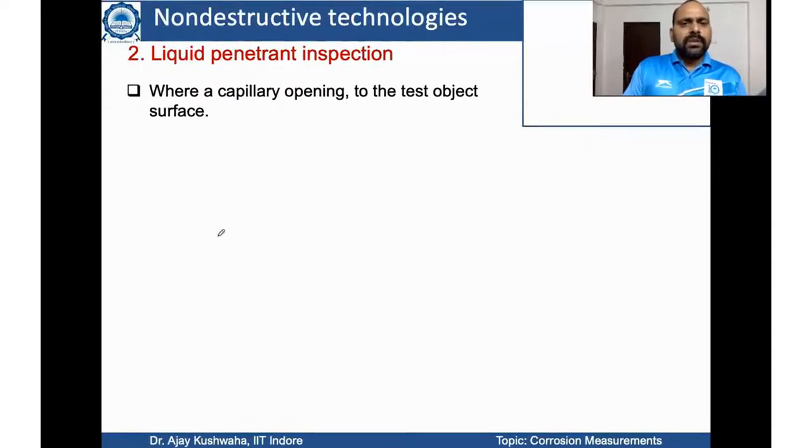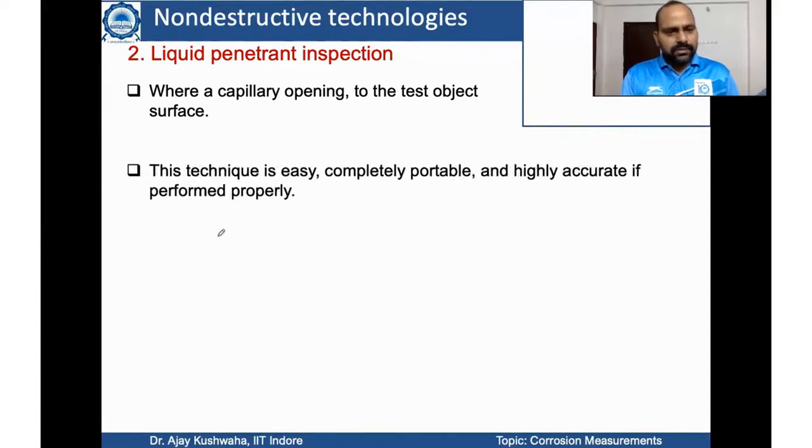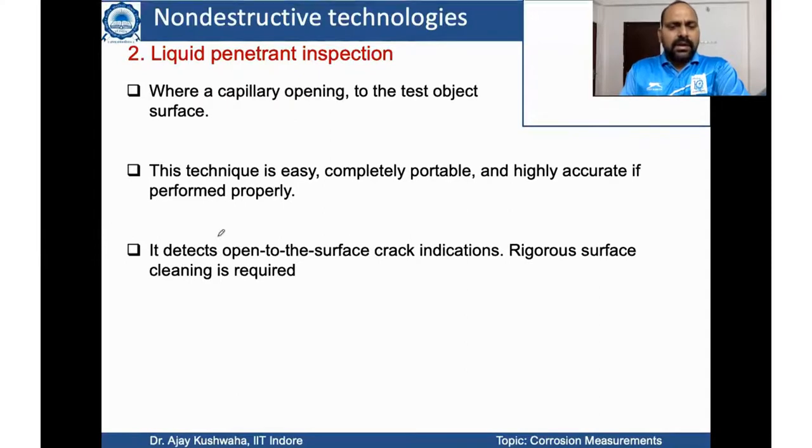Another is liquid penetration inspection. If there are capillaries formed or sometimes cracks, and we are not able to see them just by visualization, how can we detect them? Then the liquid penetration method can be used. This technique is easy, and different experiments are not required. We just need a portable system, and it is also fairly accurate, and detects open-to-surface crack indications.